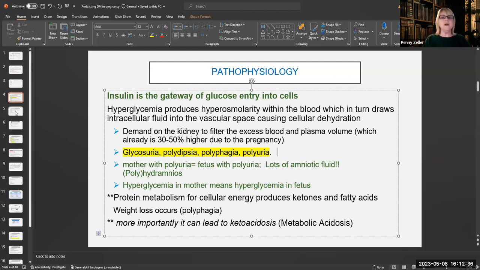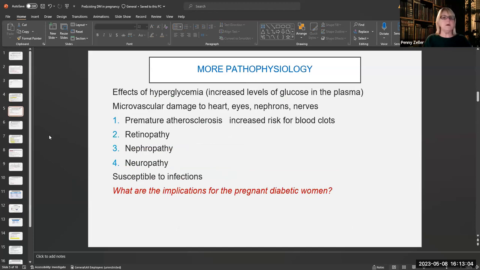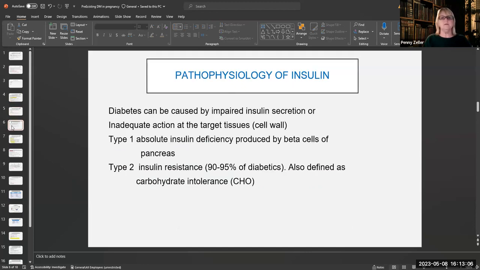So during pregnancy, if hyperglycemia runs rampant, a mother is more at risk to go into a metabolic acidosis. Okay, metabolic acidosis. Ketoacidosis is called because sugar's not available, so she burns ketones. She burns fats, which produces ketones. Okay. All right. So just some more pathology you can look at.